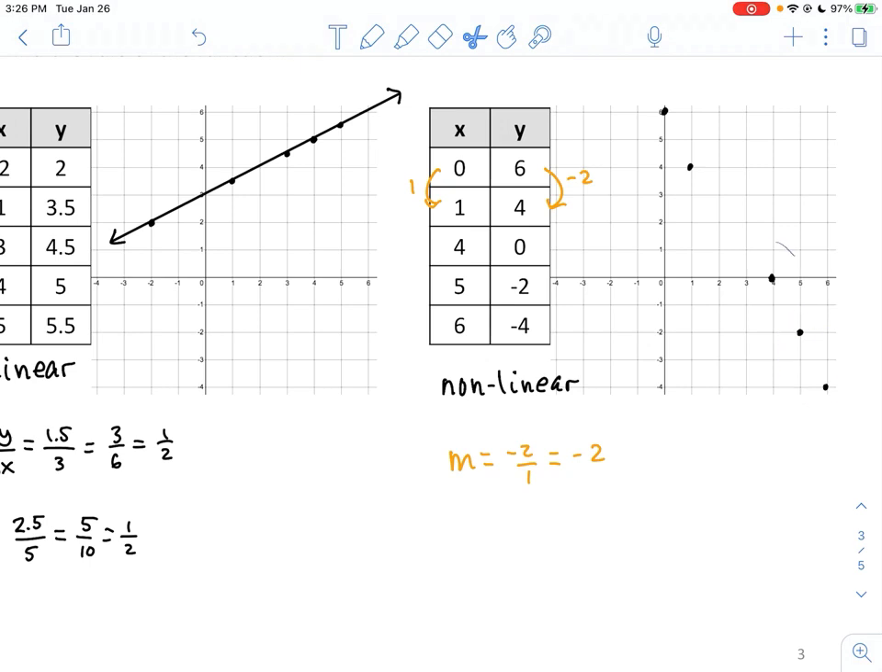Same if I connect those 2 points, and same if I connect these 2 points, I'll get a slope of negative 2. But as soon as I try to connect one of these points to any of these 3, or this point to any of these 3, you're going to see the problem emerge.